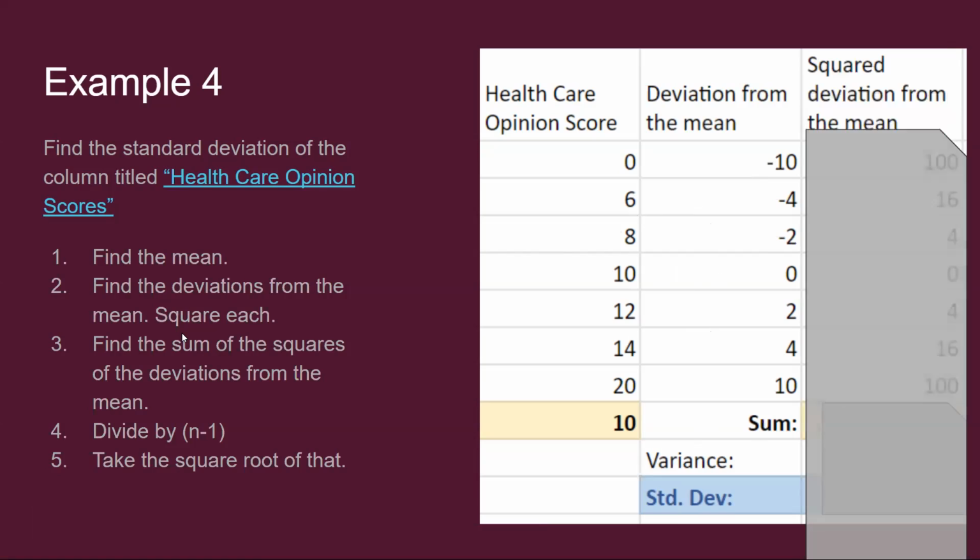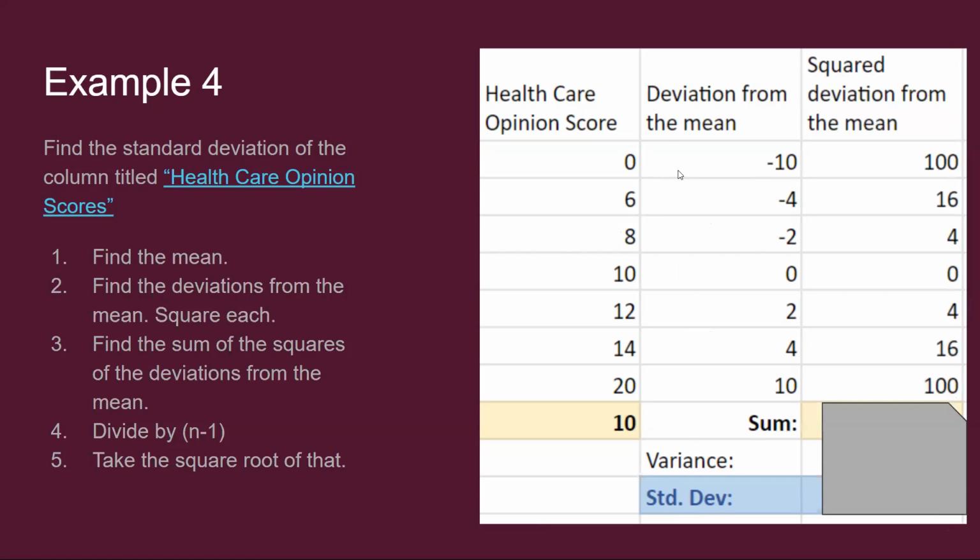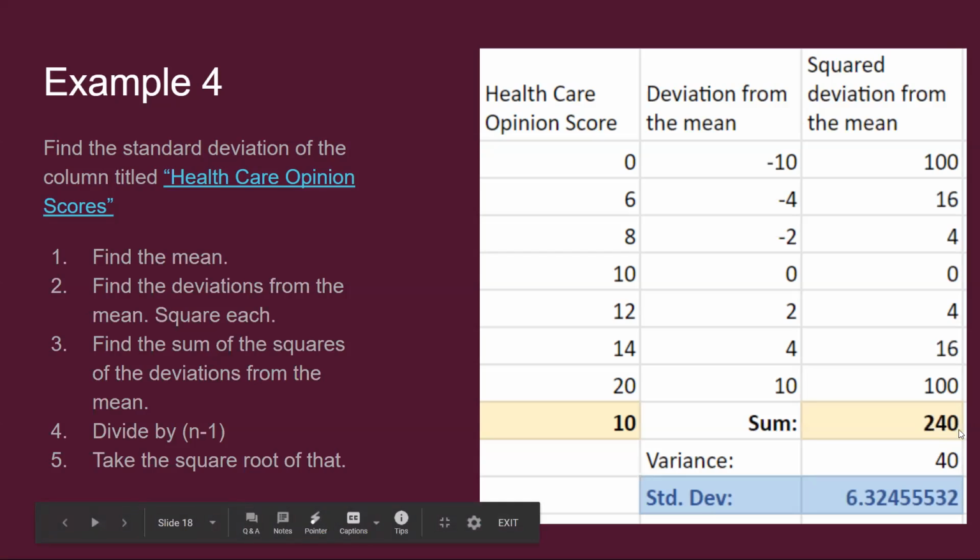For step number 3, we're going to take each of those values in the second column and square them. So I have negative 10 squared, negative 4 squared, etc. In this column right here, you have the squared deviations from the mean, and we're going to add all of those together. So find the sum of the squares of the deviations. That gives us 240. For step number 4, we're going to divide by n minus 1. Since we had 7 terms, 7 minus 1 gives us 6. 240 divided by 6 is exactly 40 here.